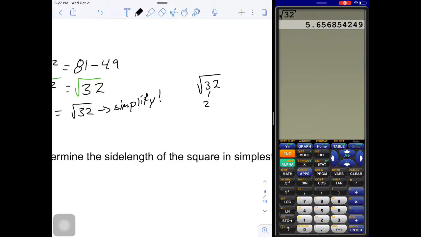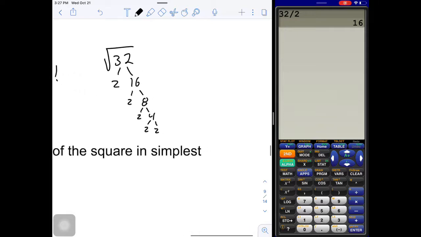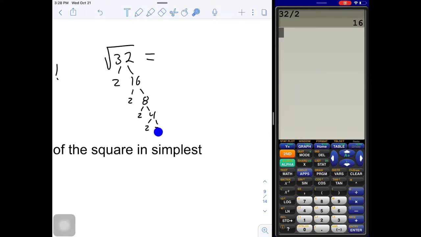So 32, let's divide by 2 here. 32 divided by 2 gives me 16. Divide by 2, that gives me 8. Divide by 2, that gives me 4, 2 and 2. So here, I can represent 32 as 2 times 2 times 2 times 2 times 2. Five 2s, right? Let's count: 1, 2, 3, 4, 5.